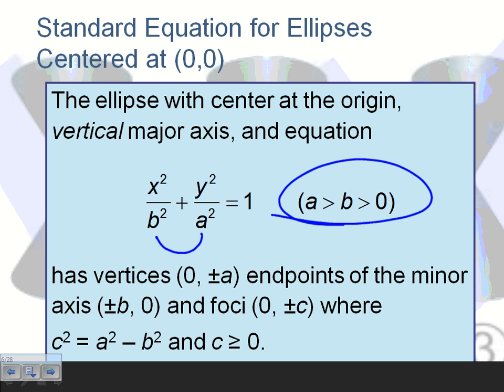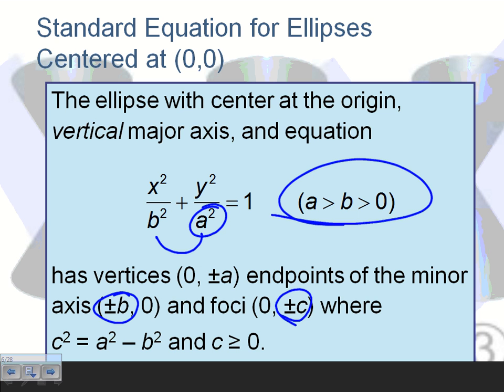It does still have vertices at 0, plus or minus a, because we swapped these. It doesn't mean that the vertices changed. It just means they're going to change their elongation. And we have plus or minus b for the other ones, and the foci again at 0, plus or minus c.